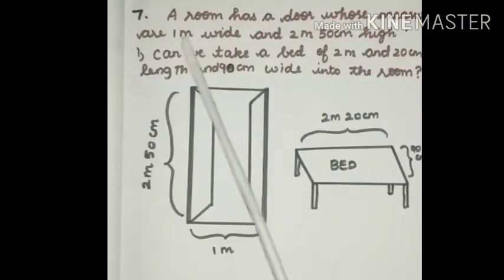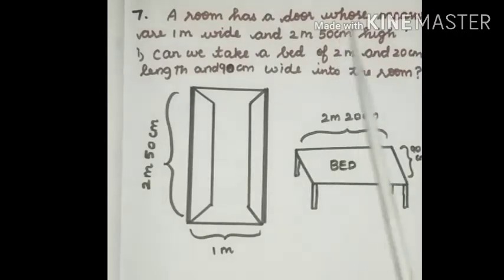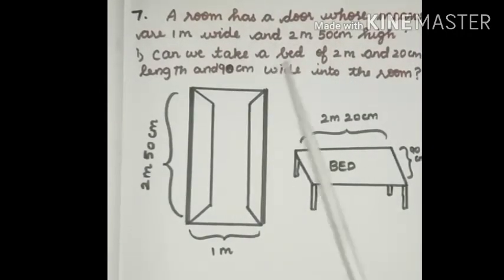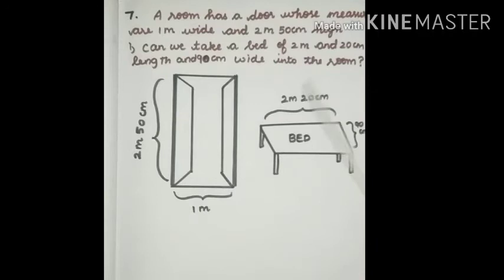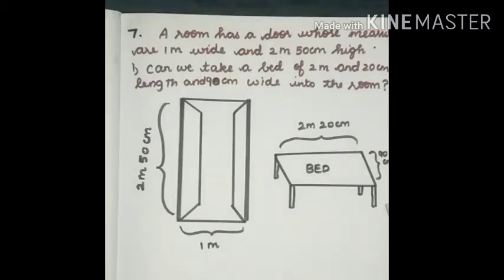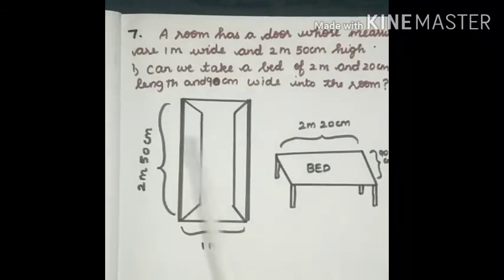7th question. A room has a door whose measures are 1 meter wide and 2 meter 50 centimeter high. Can we take a bed of 2 meter and 20 centimeter length and 90 centimeter wide into the room? Here the given question is, the width of the door in the room is 1 meter and the height of the door in the room is 2 meter 50 centimeter and the length of the bed is 2 meter 20 centimeter and the width of the bed is 90 centimeter.